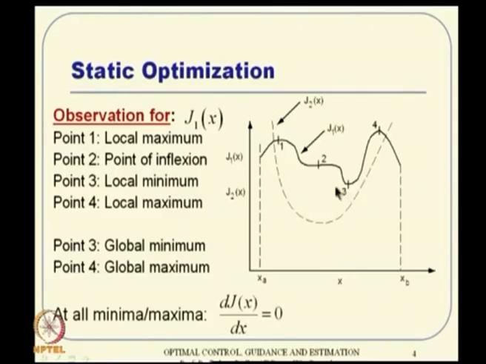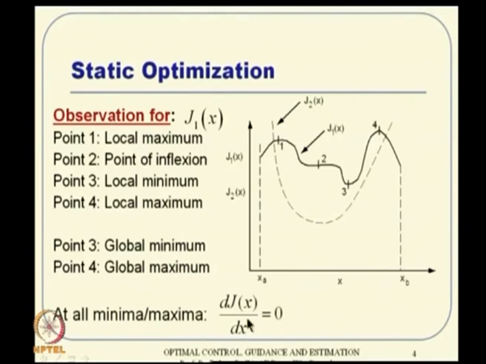And one property that we simply observe is that for all these points 1, 2, 3, 4, this relationship is true. That means the gradient of J with respect to x is 0. If I take a tangent here, it is flat. If I take a tangent here, it is flat. If I take a tangent at the fourth point, it is also parallel to the x-axis. So all the points will satisfy that.